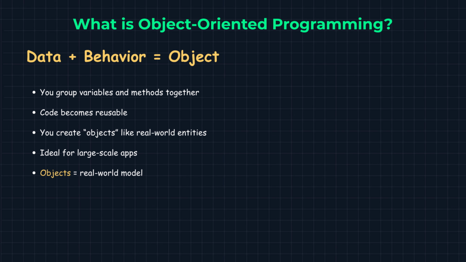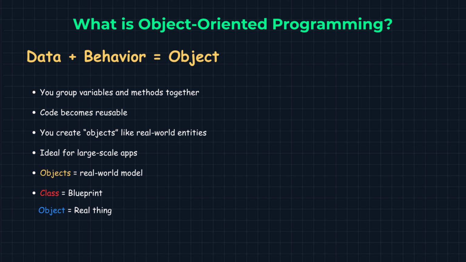And OOP lets us simulate the real world. An object is not just a value, it's an entity that can do things. For example, think of a dog object. It can bark, eat, and sleep, just like in real life. A class is like a drawing of a car. An object is the actual car you drive.